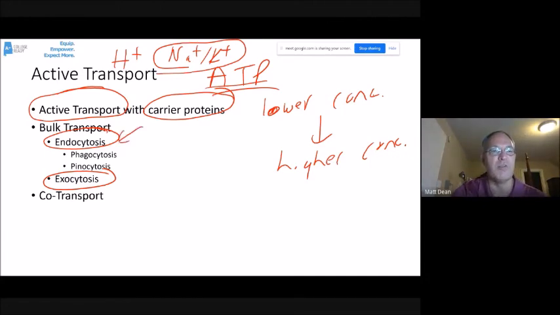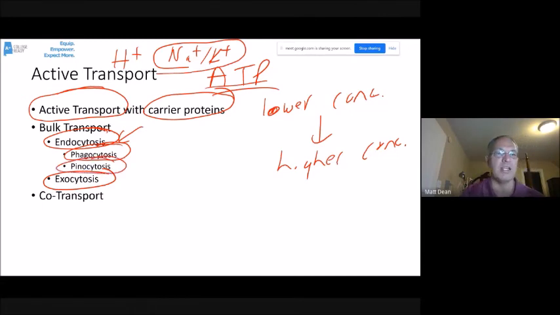Endocytosis is typically the movement into a cell of large materials. We divide endocytosis into two types. Phagocytosis is taking in large solid substances. This could be like a white blood cell engulfing and taking in a bacteria.